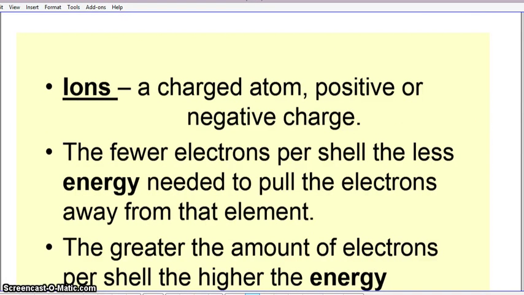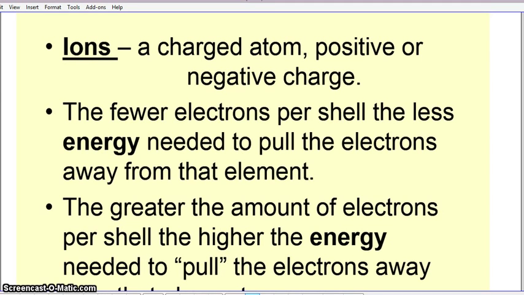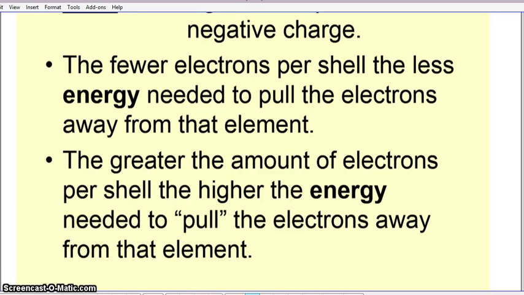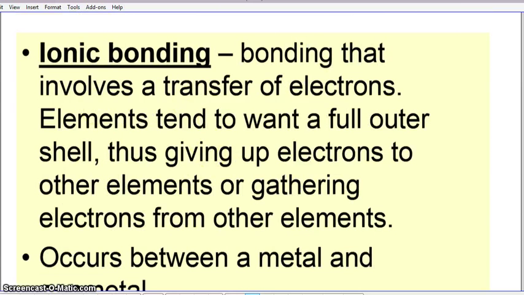Okay, so ions, as we talked before, is just a charged atom. Remember, it means that the protons and electrons are different numbers. The fewer electrons pulled per shell, the less energy it has. So if it's smaller, it's going to have less energy. If it's bigger, it's going to have more pull. I'm going to show you here what I mean about that.